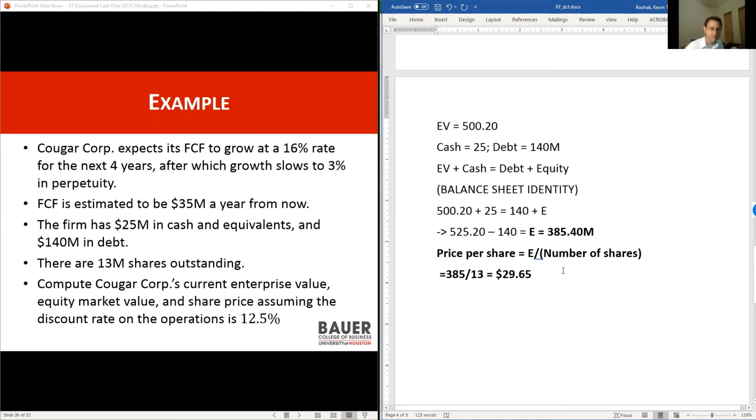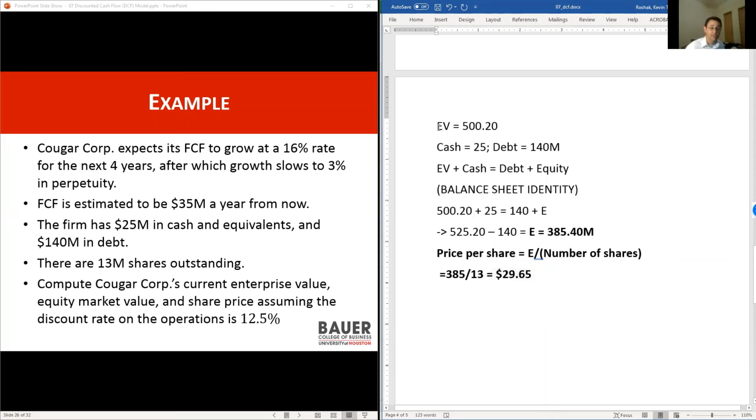And that's it. That was what the problem is asking for. It's a bit involved. You see, we have to first find the value of the operations. Then you work through the balance sheet identity to find the value of the equity. And then you figure out the share price. On a test, this would be a 3-part or 4-part question maybe.